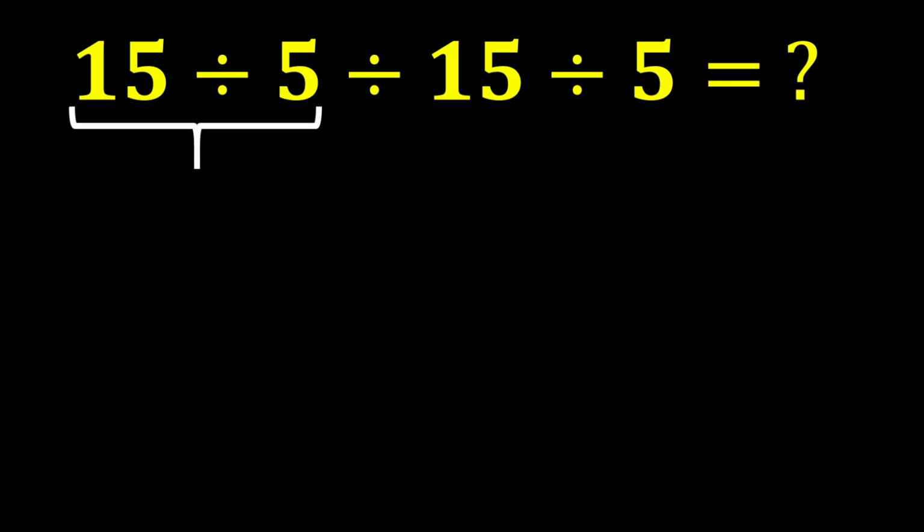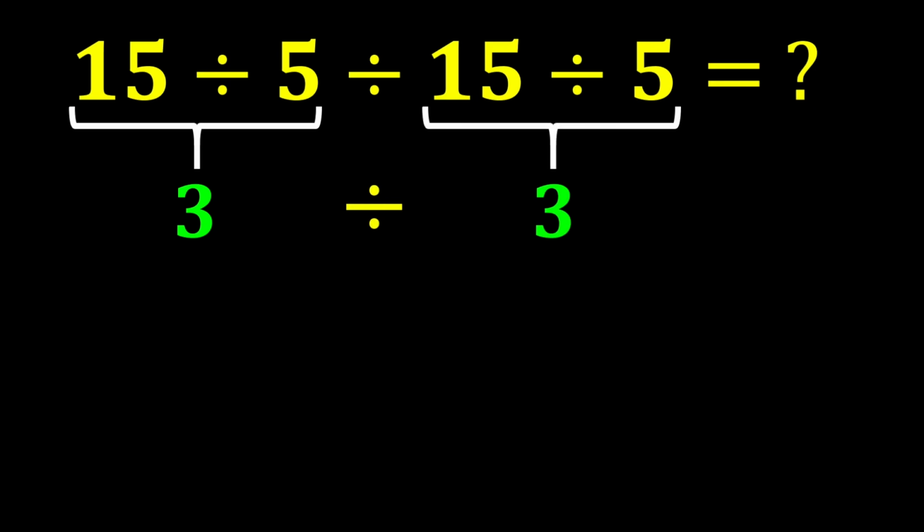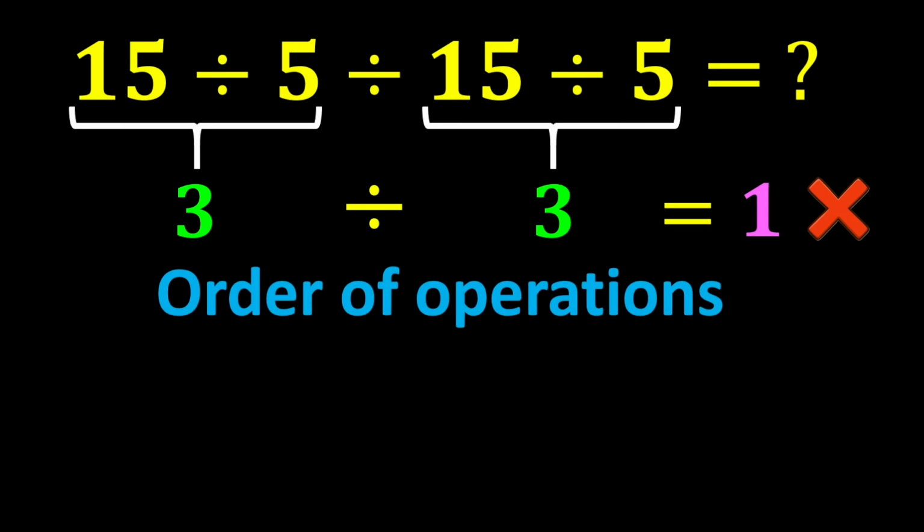15 divided by 5 gives us 3, and again 15 divided by 5 gives us 3. In the end, 3 divided by 3 gives us 1. But this answer is not correct because we did not follow one of the most important rules in mathematics, called the order of operations. The order of operations tells us that when we face a mathematical expression, we cannot start solving it from anywhere we like.